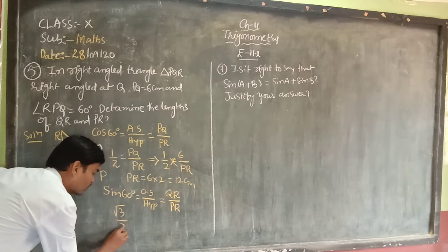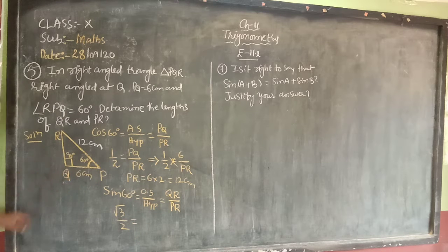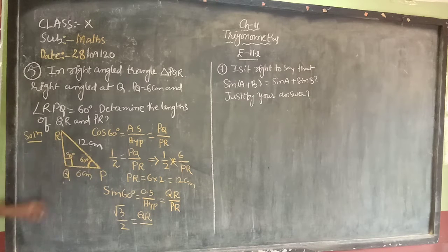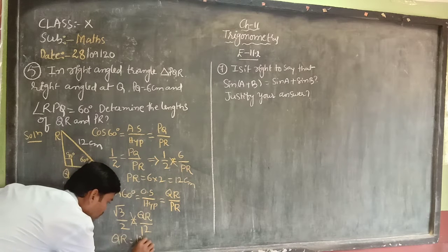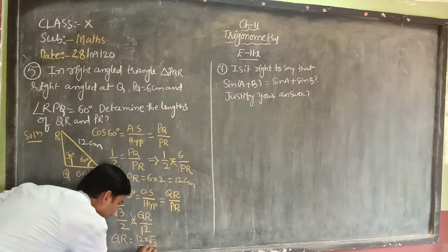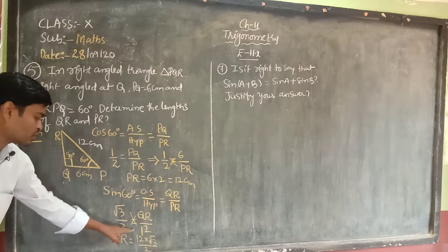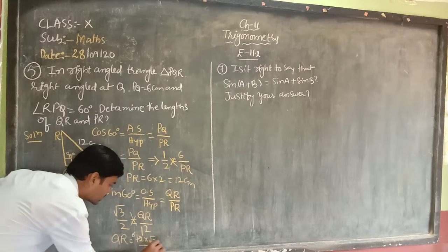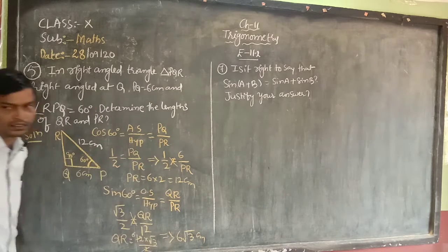Root 3 by 2 is equal to QR by how much? We don't know QR, so we just write QR like that. PR, how much do we have? 12. Again by cross multiplying, we will get QR is equal to 12 into root 3 by 2. So 2 ones are 2, 2 sixes are 12. That implies 6 root 3 centimeters.